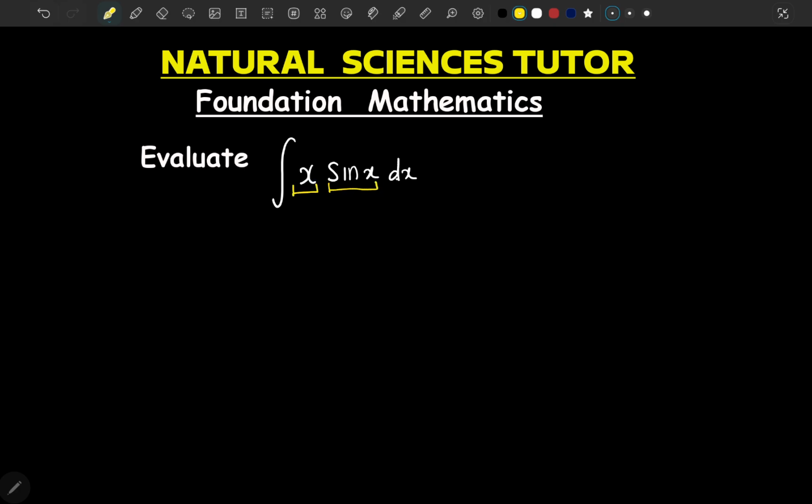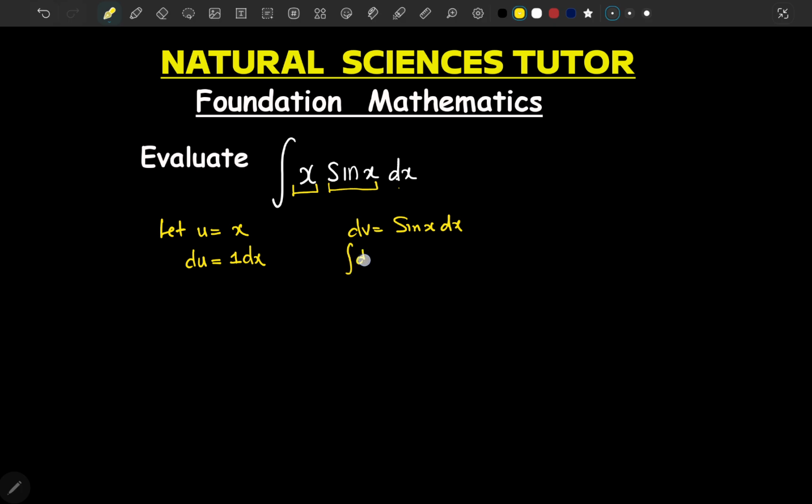So we integrate by parts. The function that you can easily differentiate, you make it u. All right, so we say let u be equal to x, and whatever remains, including the dx, is your dv. So to get du, you just differentiate this, which is 1 dx. To get v, integrate this.